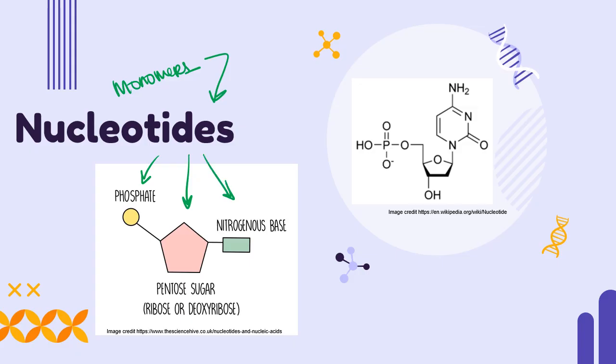Sometimes we draw super simplified versions of our nucleotides, and we just use a circle to represent the phosphate group. We use a pentagon to represent that sugar. It's a pentose sugar because it has 5 carbons. Remember that pent means 5. That pentose sugar can be either ribose or deoxyribose. And then our nitrogenous base we represent in simplified form with this rectangle.